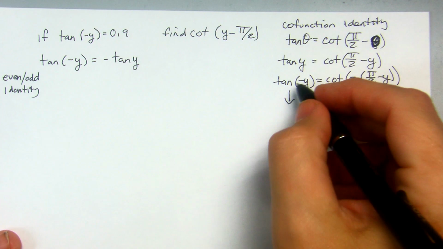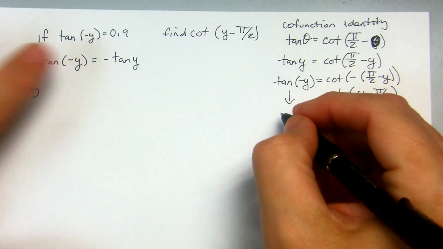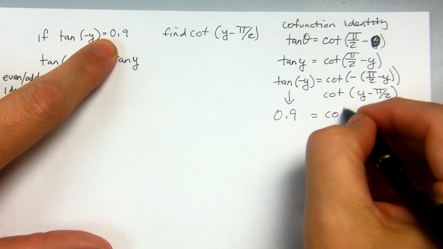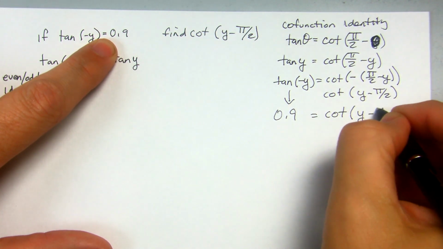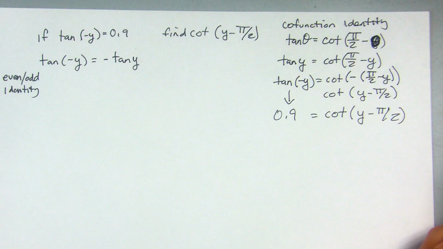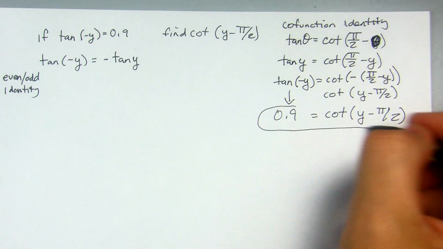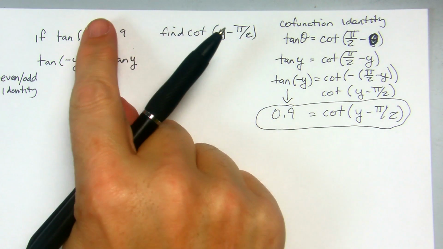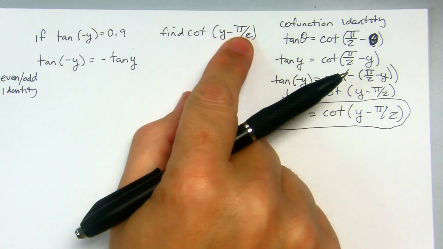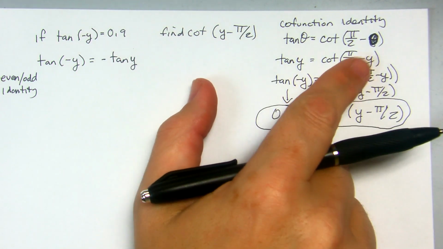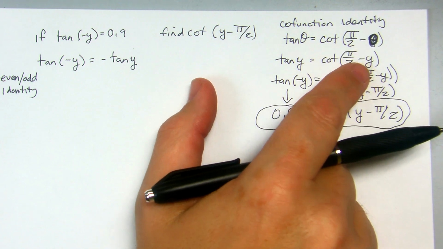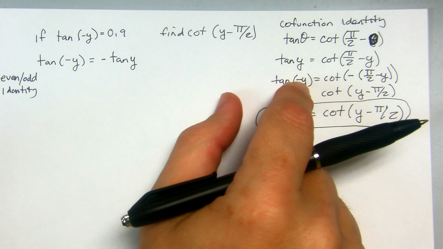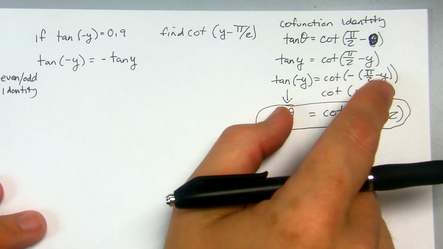I know the tangent of negative y is, from here, 0.9. That's going to be equal to the cotangent of y minus pi over 2, which is exactly what we wanted it to be. And there's our answer. So it was just kind of seeing that, all right, this is actually the opposite of what it was, because the property actually says pi over 2 minus y. So we have to actually use the opposite angle, that negative y, in order to get to where we need to go.